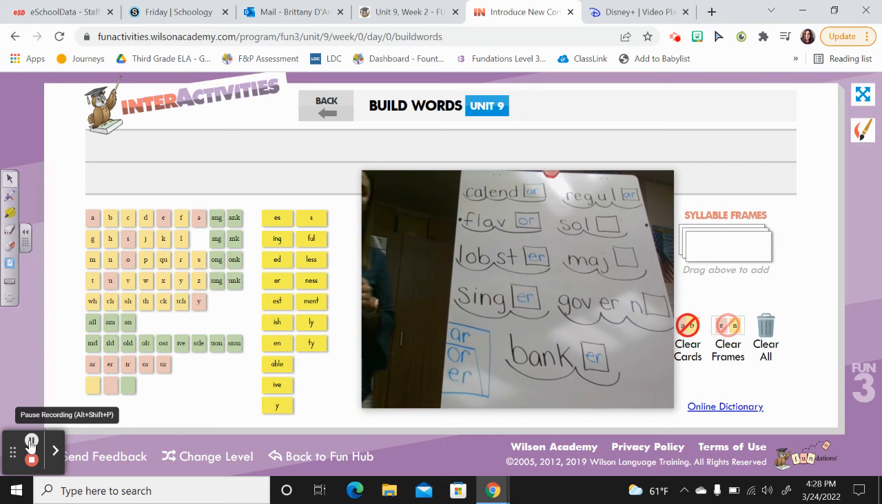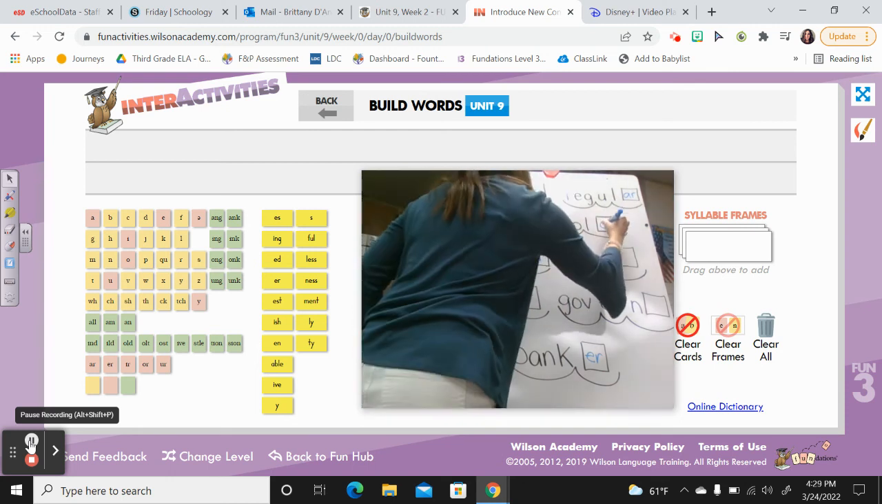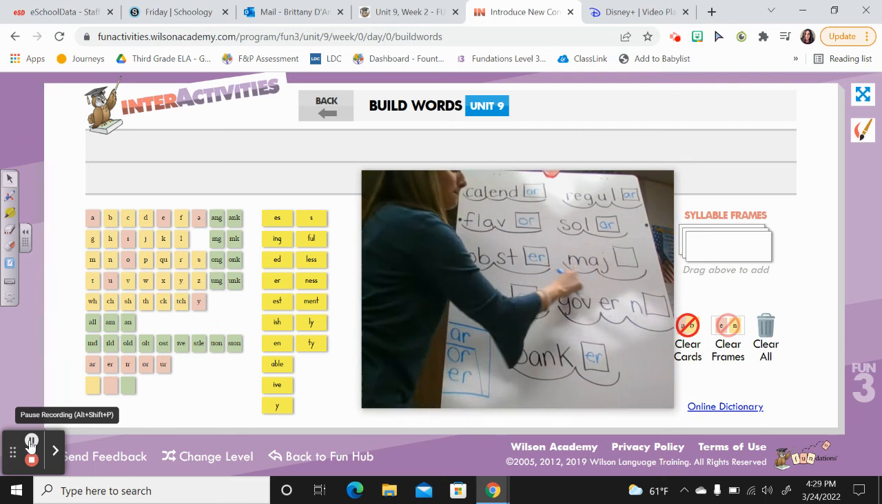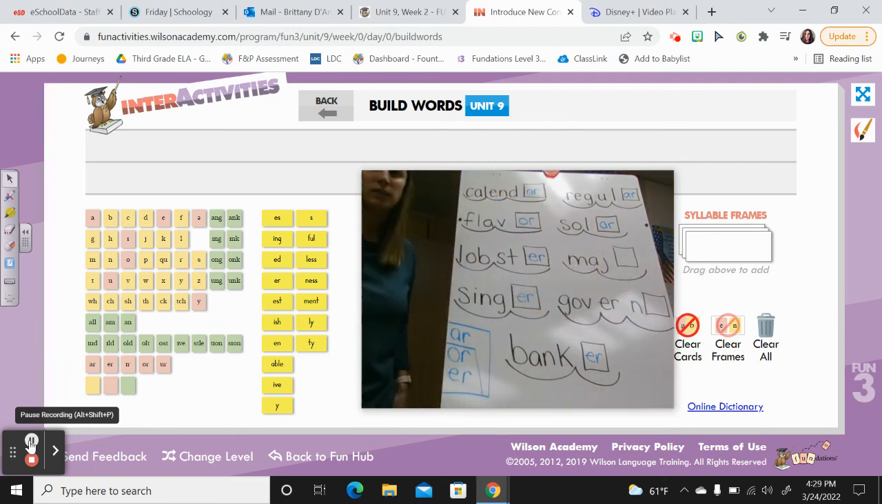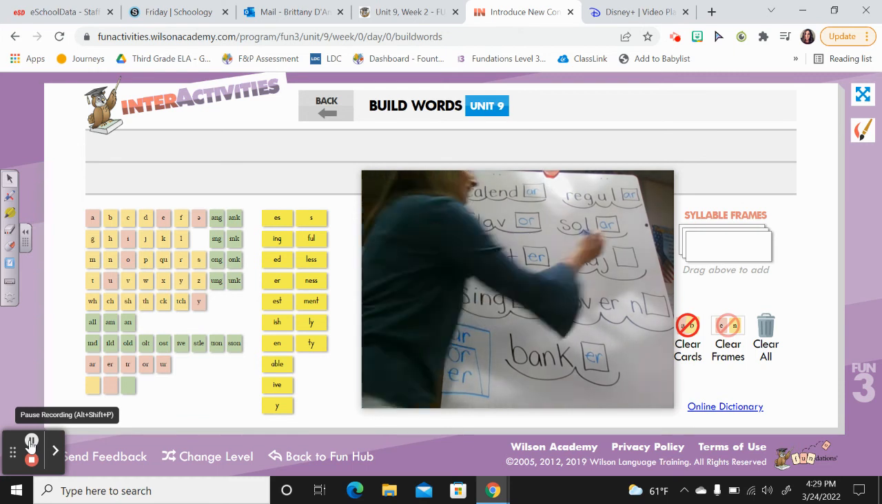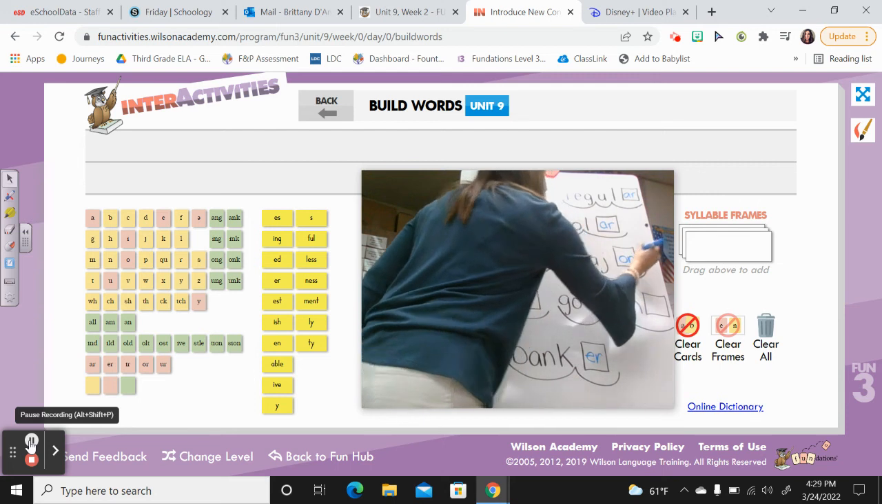How about solar? Something's powered by the sun. It uses solar energy. What's saying er? Good job, A-R. Okay, major. That's the opposite of our minor, right? Major. What is it? O-R. Good work.